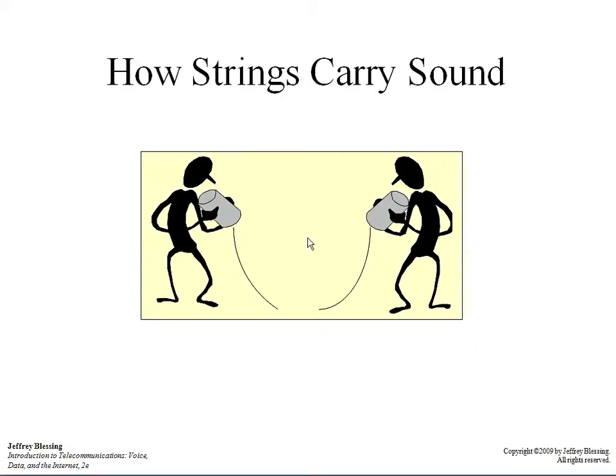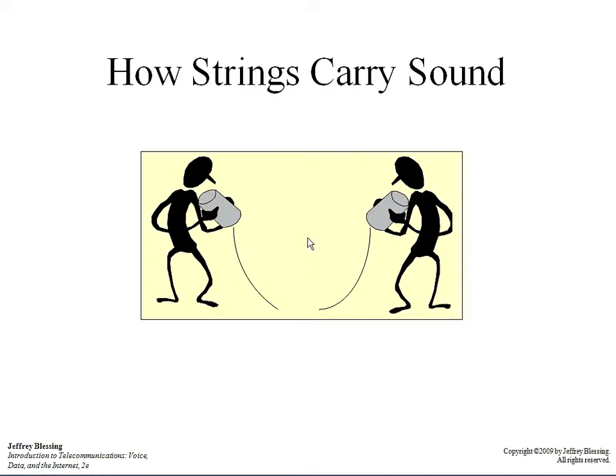In this video, we wish to look at how it's possible to carry sound on a wire. In order to do that, we're going to take a look at a simple analogy from childhood. This is the analogy that Alexander Graham Bell and Elijah Gray had to draw upon when they were first trying to figure out how to invent the first telephones.